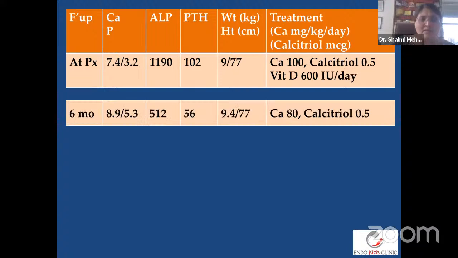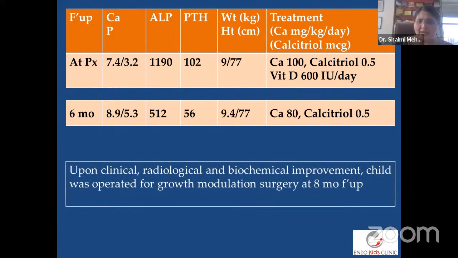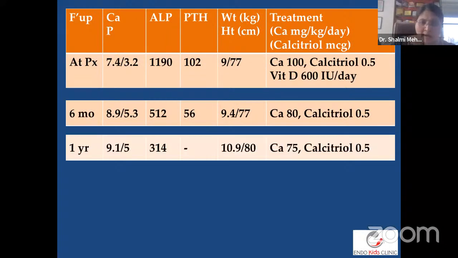Now at 6 months, you can see that the calcium is normalized, it's 8.9. Even the phosphorus has normalized. So as I talked earlier, vitamin D is responsible for absorption of both calcium and phosphorus. Alkaline phosphatase is down. The child has started improving in terms of weight. Height is still trying to pick up. And now we have started decreasing our doses of calcium, right? A growth modulation surgery was done at 8 months follow-up. At 1 year, most of our parameters have normalized.